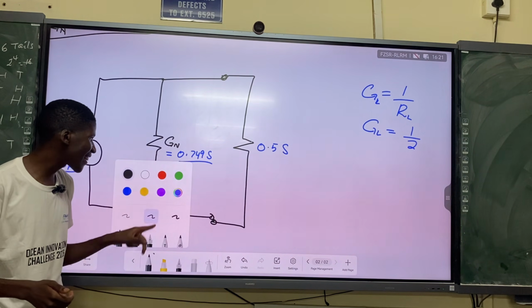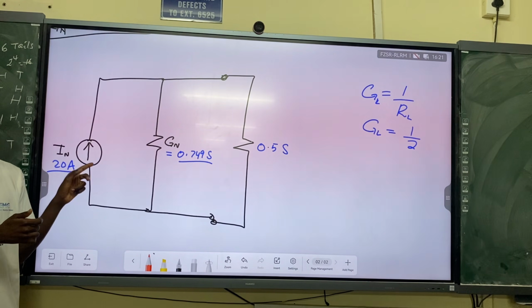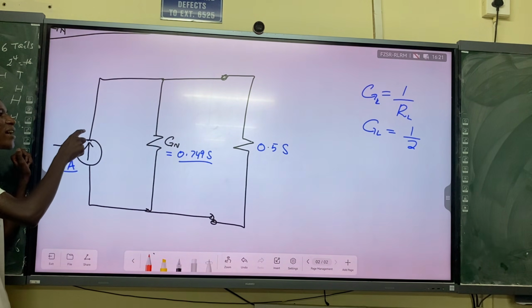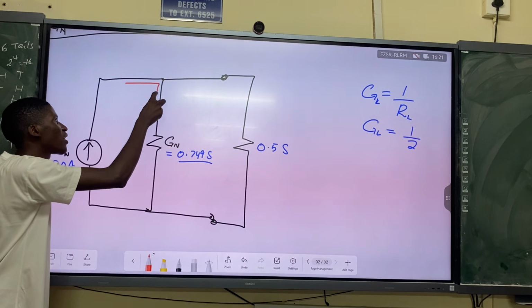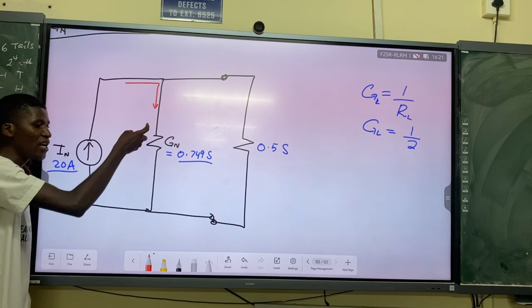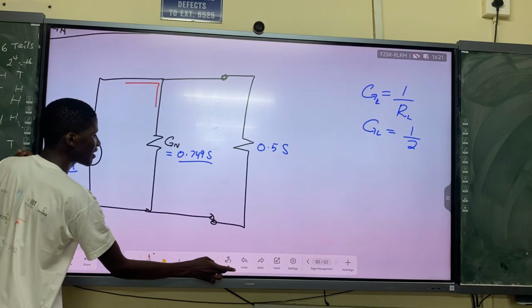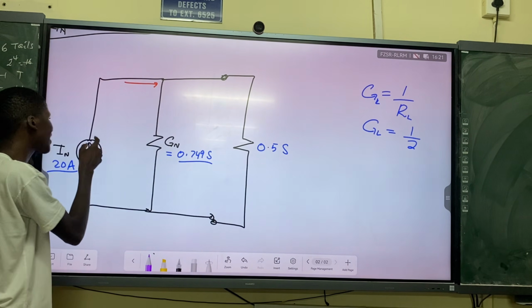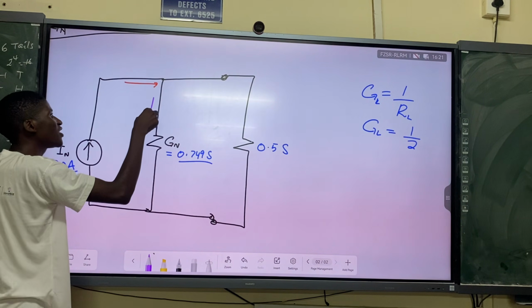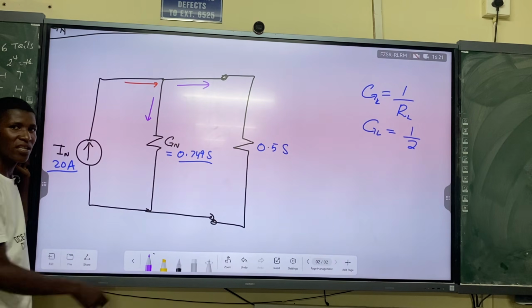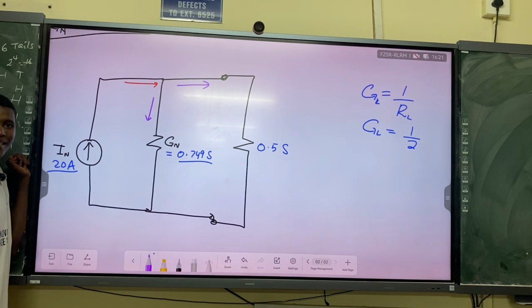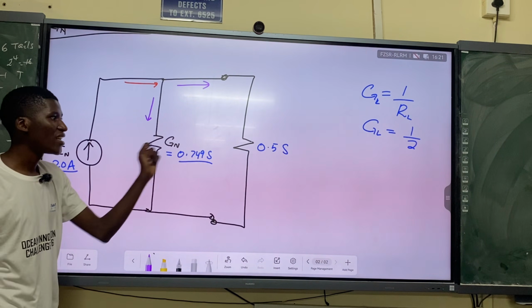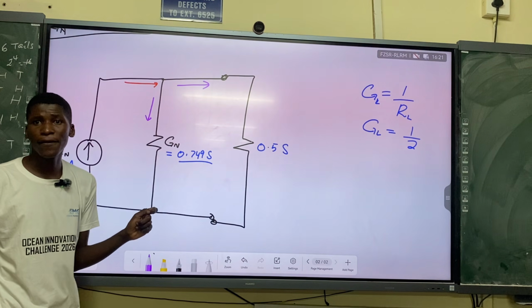This IN is a current source. So this is the actual current entering these conductances, and it will split here. Some of this total current will go this way and some will go that way. Yes, there is current division. This is a parallel combination.